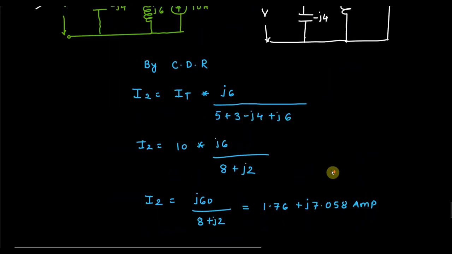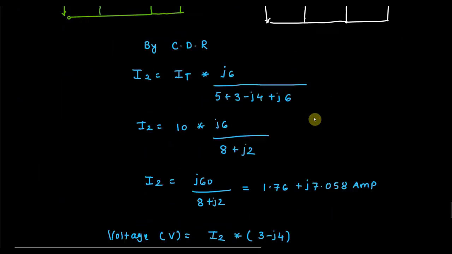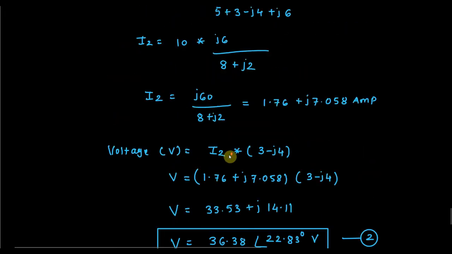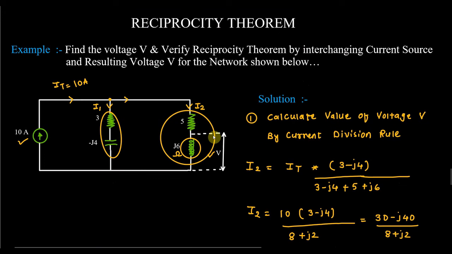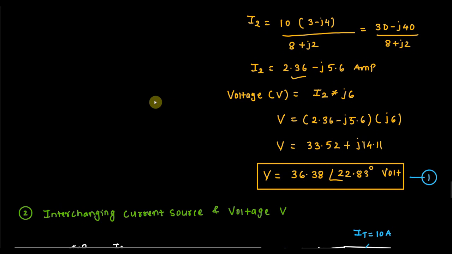So by interchanging the current source and voltage V, I have found this V also. This is my second equation V and this is my first equation V. If you see equation 1 and equation 2, in both cases the value of the voltage is the same. So we can say that the reciprocity theorem is verified when we have interchanged the current source and the resulting voltage V. In that way, I have finished with this question.